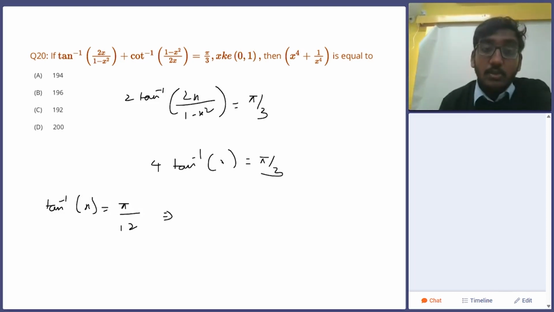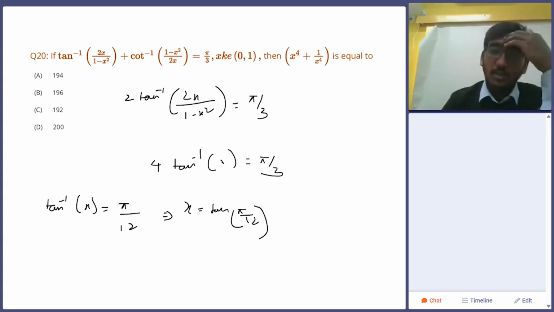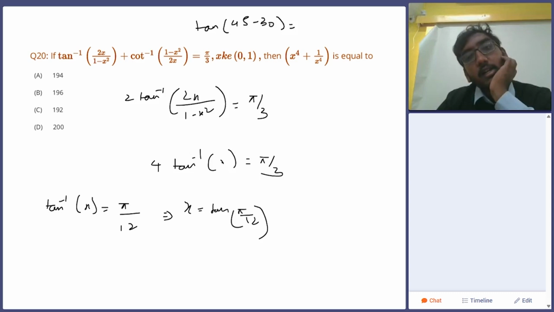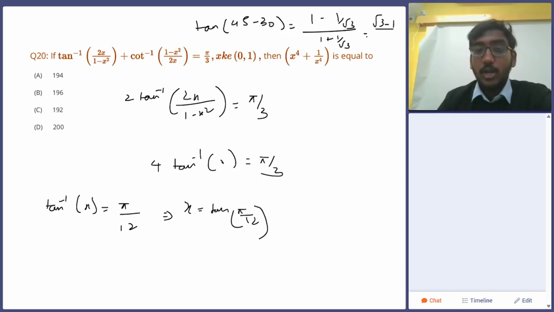What they are asking is x power 4 plus 1 by x power 4. Simple question. So x will be tan pi by 12. Pi by 12 is actually 15 degrees. How will you evaluate it? Those who don't know the value by heart, you have to expand it as tan of 45 minus 30. It will be 1 minus 1 by root 3 by 1 plus 1 by root 3. That will be root 3 minus 1 upon root 3 plus 1. This will be x.